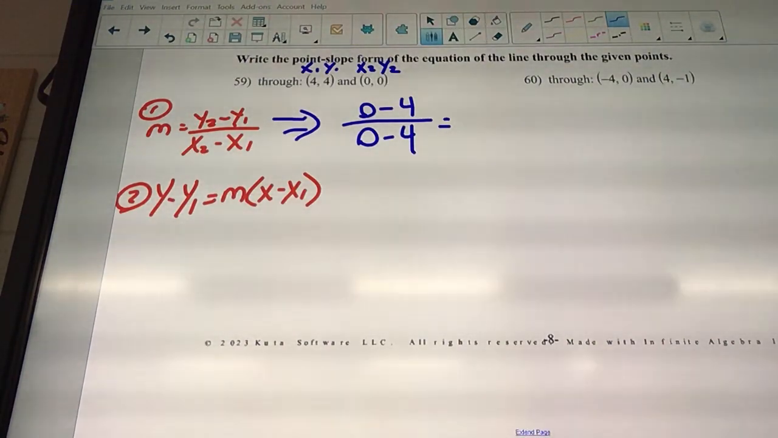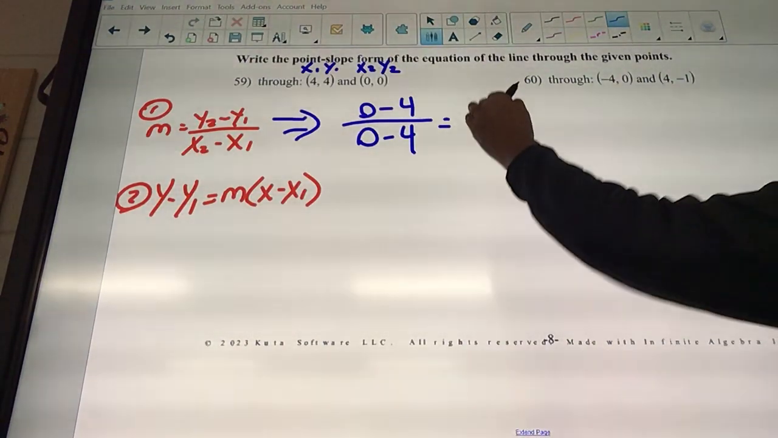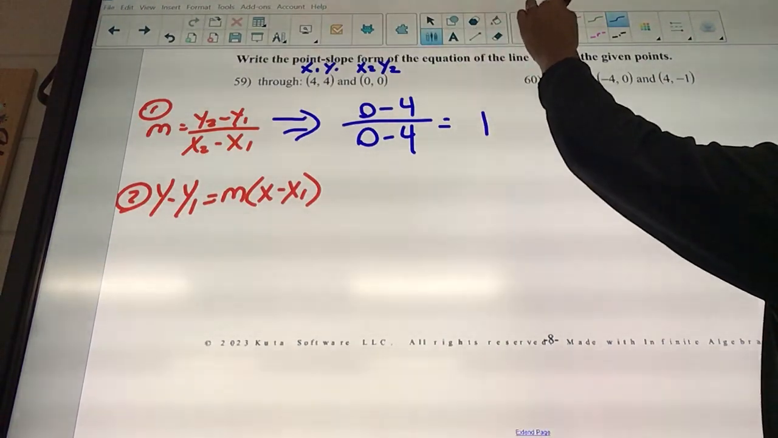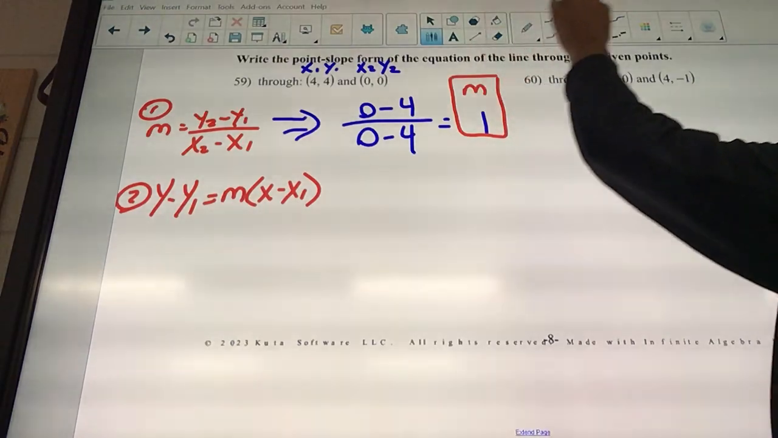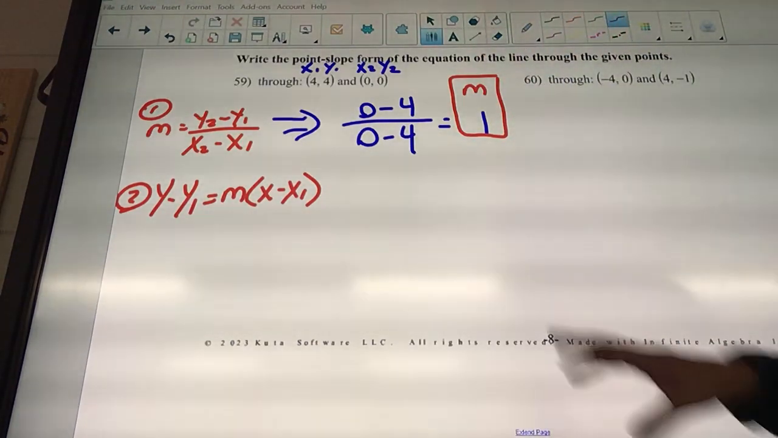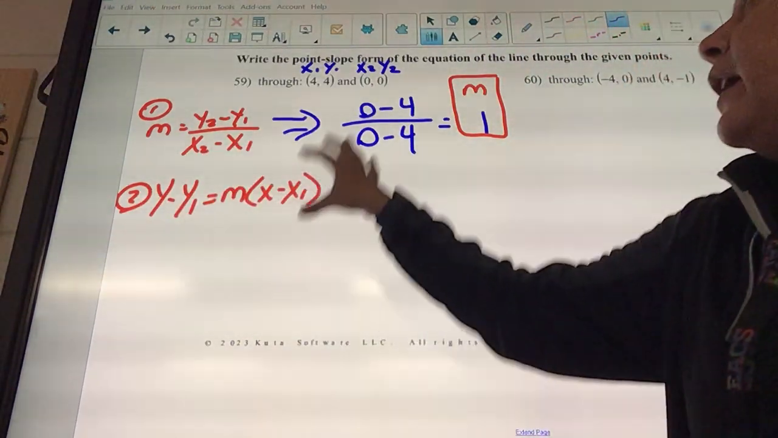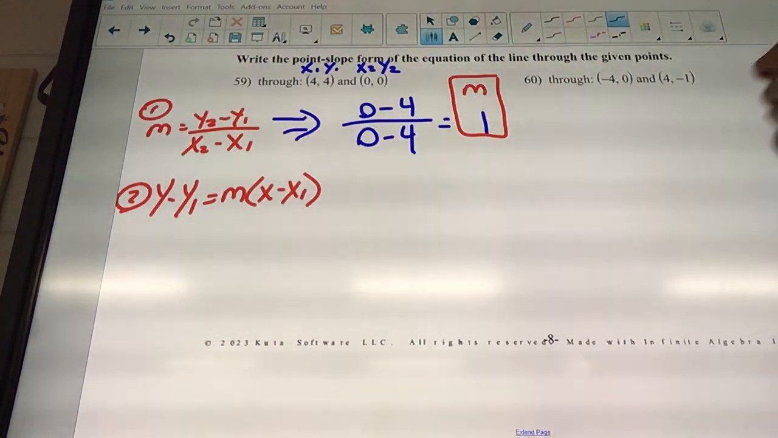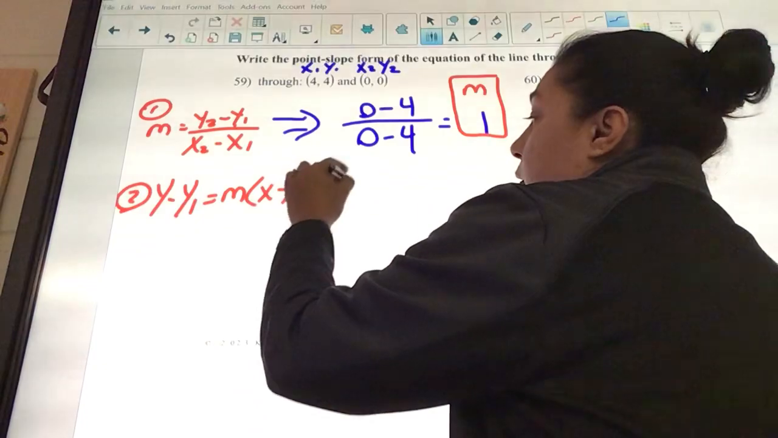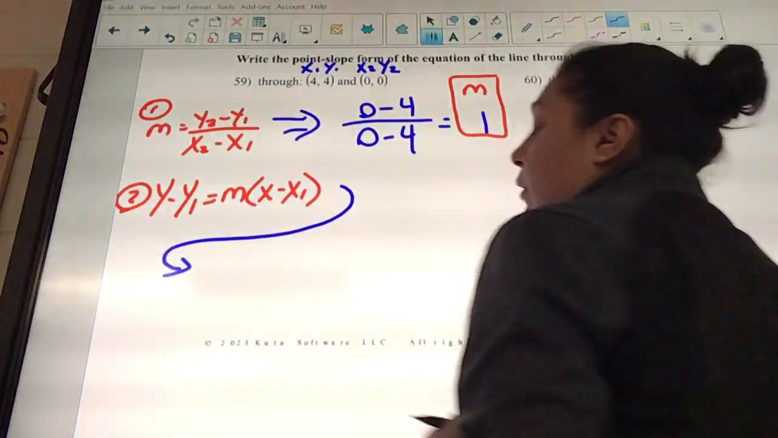What'd you guys get? 1? Okay, and so 1 is really my m. I got 1 for an m. And so we're going to use this formula now, and we have everything that we need to plug it in. I'm just going to draw a little arrow down here.